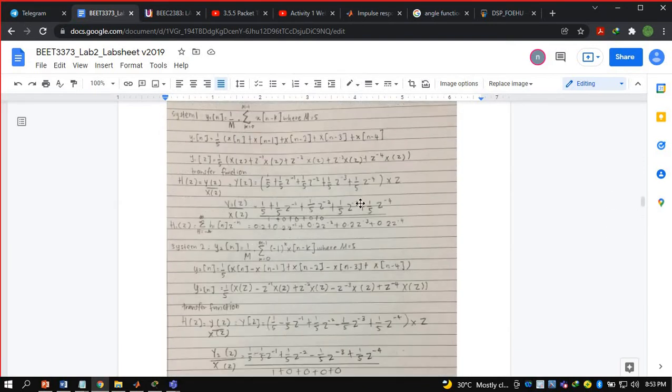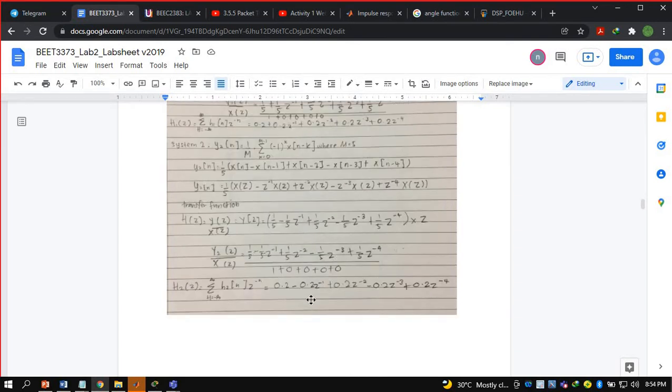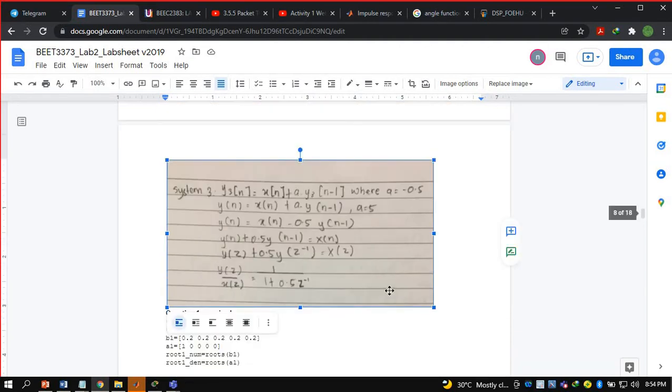Okay, for system 1 for example, from the equation we need to calculate and convert to transfer function, and then find Y(z) over X(z), and then we calculate and get the answer as shown in the lab sheet. Okay, for system 2 it is also the same. So this is the answer, and this is the answer for system 3.